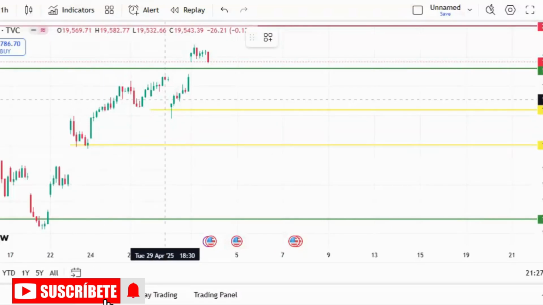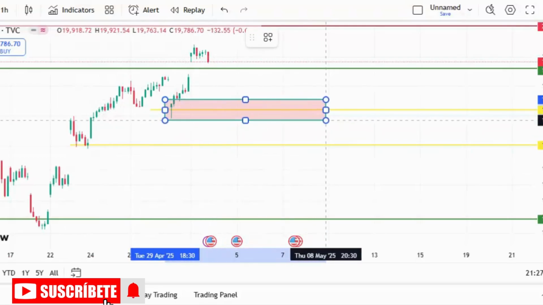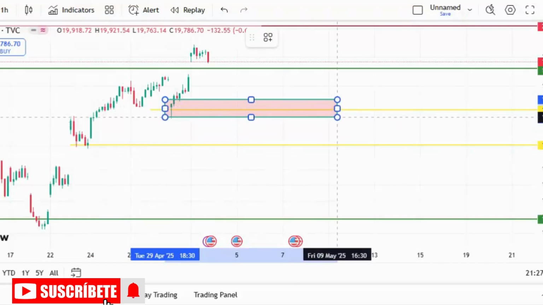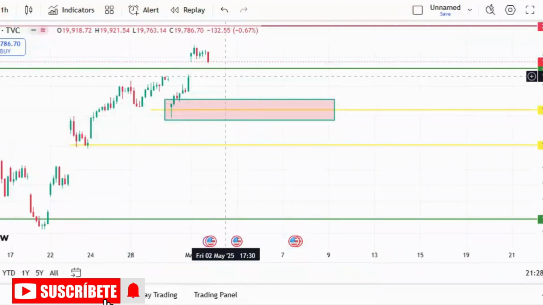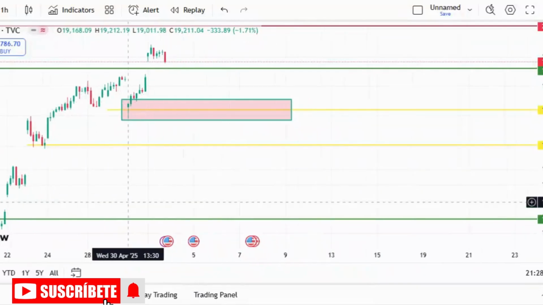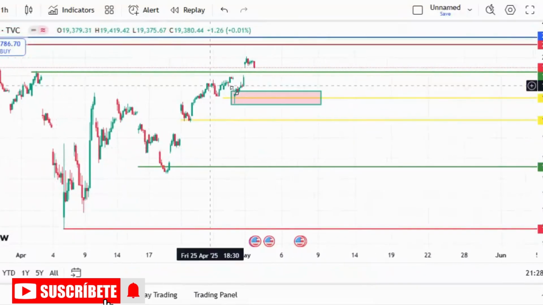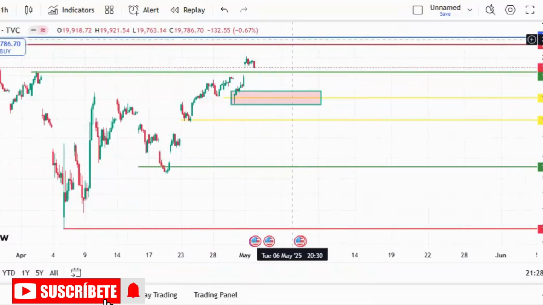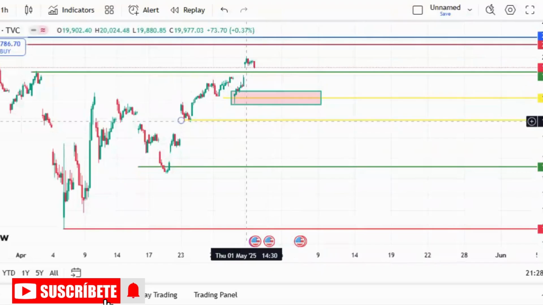So for me, you should be looking at the zone around this area, looking to buy here, around this zone. This is my entry, you understand? I'm buying here. If you buy here, you should be expecting to take profit around this zone, 20,400 something around this area. So that is my analysis on NAS 100, you understand.